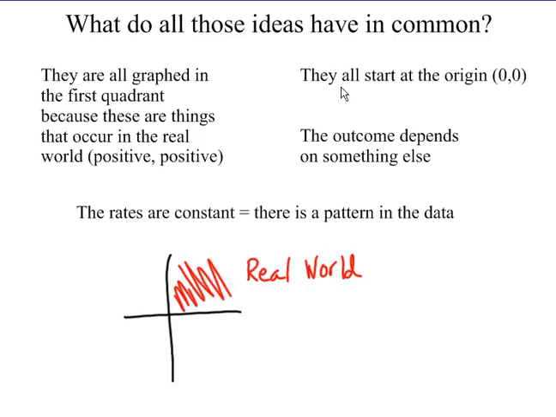Second thing they have in common. Right now, these ideas all start at 0, 0. They start at the origin. In other words, if nothing happens, nothing occurs. So between the dependent and independent variable, it's going to start at that point of 0, 0. It's not starting with anything ahead of time. Also, the outcome depends on something else. We notice that there's a dependent variable involved. Something depends on something else. And the last is the rates are constant. There is a pattern to the data, and if we look hard enough, we should be able to find that data. Hopefully this explains a little bit more about proportional relationships as we look further into it.